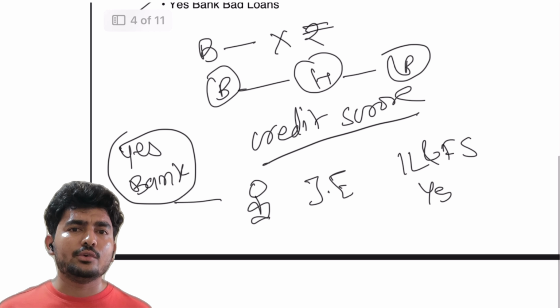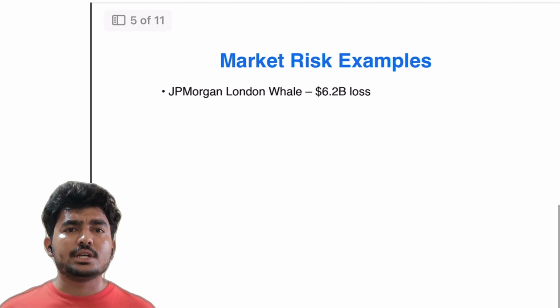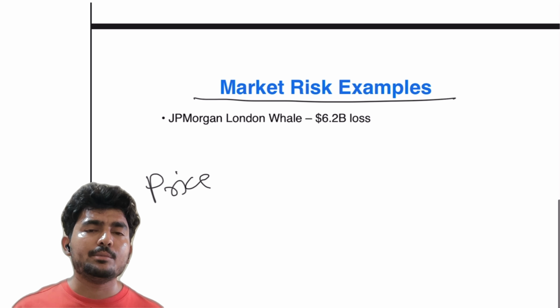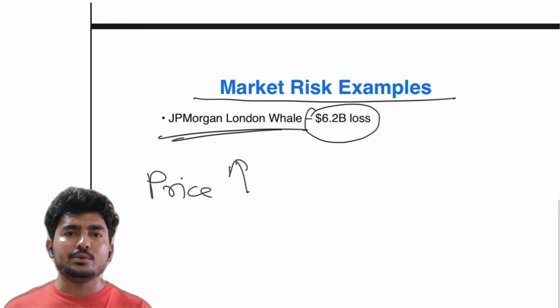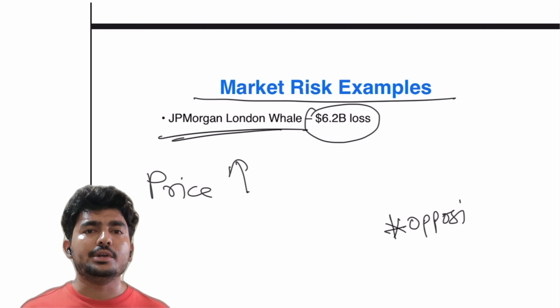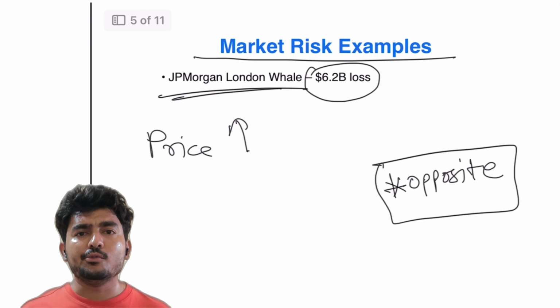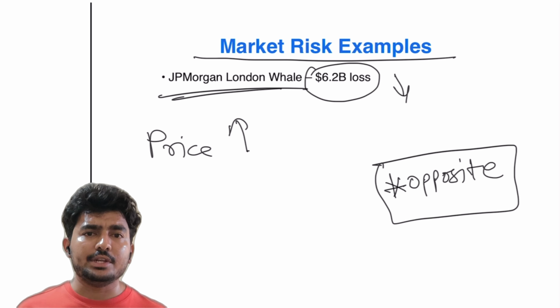But even if the borrowers repay, banks still face market risk. This risk comes from price movement. The most famous example, JPMorgan London Whale. One trader placed a massive derivative bet. The market moved in the opposite direction. The bank lost 6.2 billion. One price movement, one wrong position, and billions can vanish.